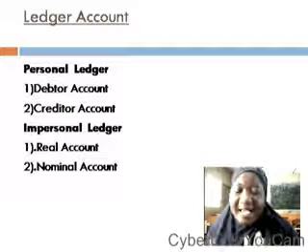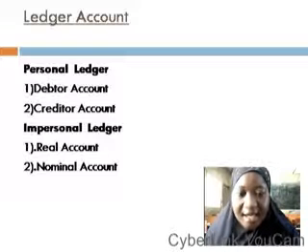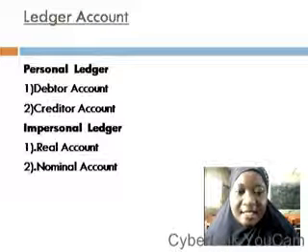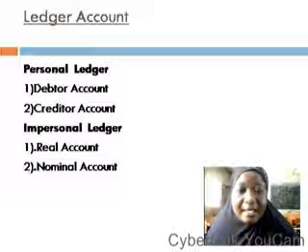Let's now look into the items in ledger account. Items that we can find in ledger accounts.